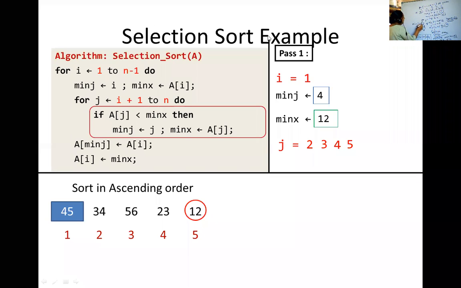A of 5 is less than 23. Condition is true because 12 is less than 23. So min x will be 12.